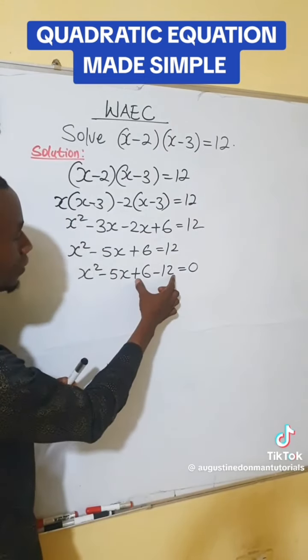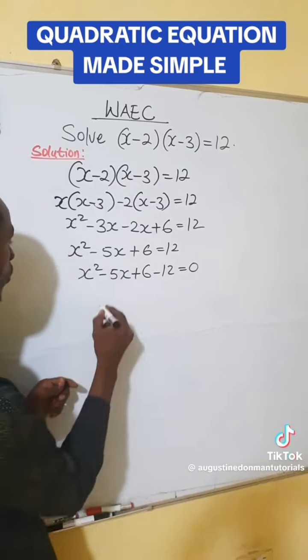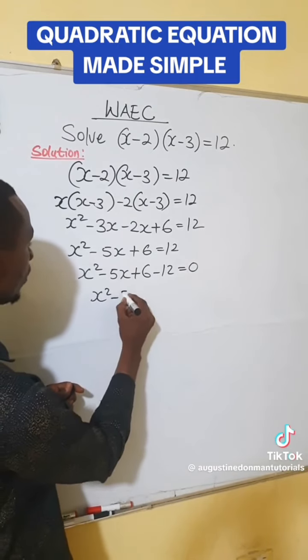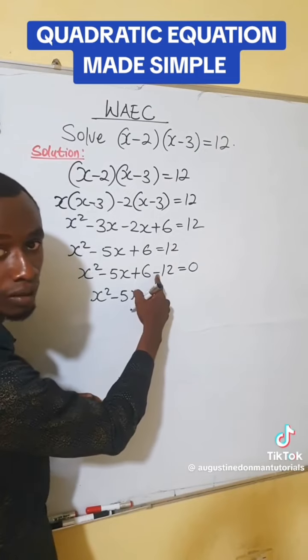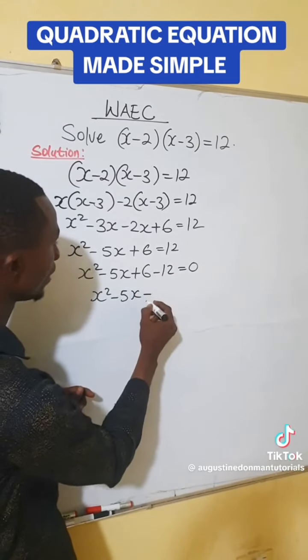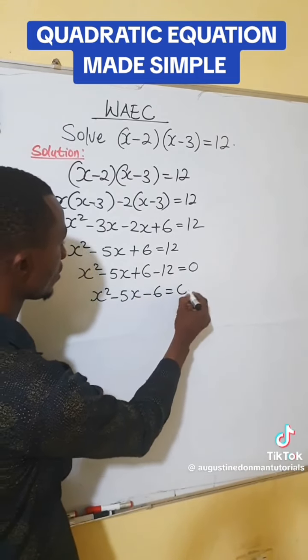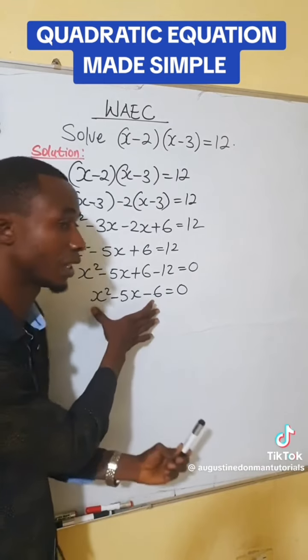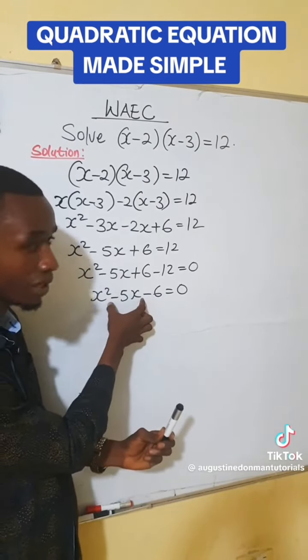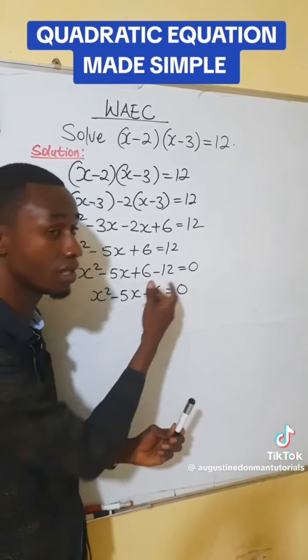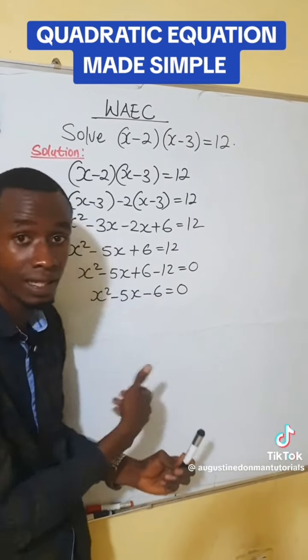So we continue the simplification of the constant terms. We have x squared minus 5x plus 6 minus 12. You know the bigger number is 12, so it carries the sign. So it's going to be minus 6. All this is equal to 0. So we have got a quadratic equation, because the highest power of x here is 2. It has a middle term, it has a constant, and it is equated to 0.